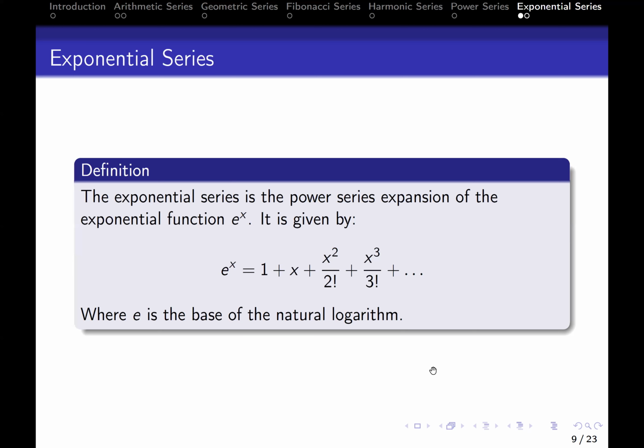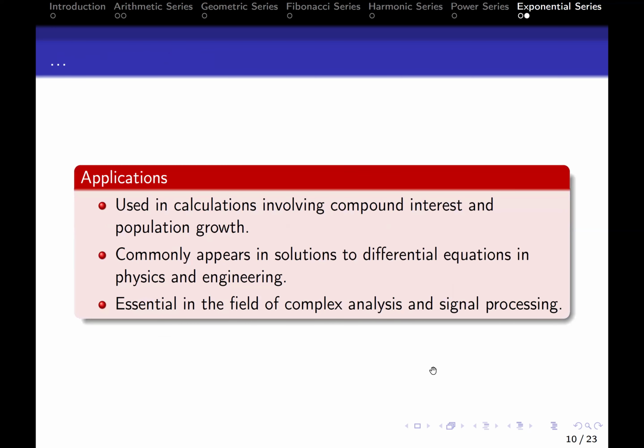The first term is x raised to power 0 over 0 factorial, then x raised to power 1 over 1 factorial, then x raised to power 2 over 2 factorial, plus x raised to power 3 over 3 factorial, plus x raised to power 4 over 4 factorial, and that goes on like that. Here, e is the base of the natural logarithm, and if you need e raised to power 1, it's about 2.718. The applications of this are in calculations involving compound interest and population growth.